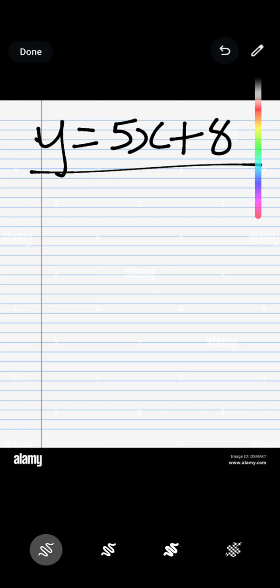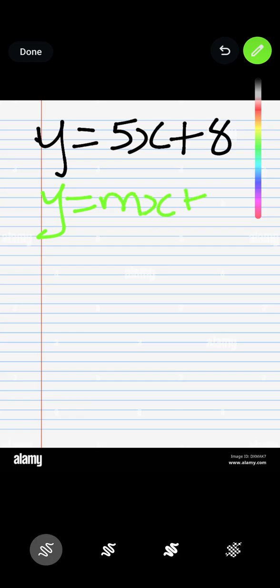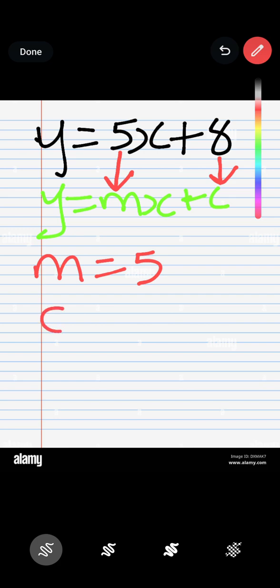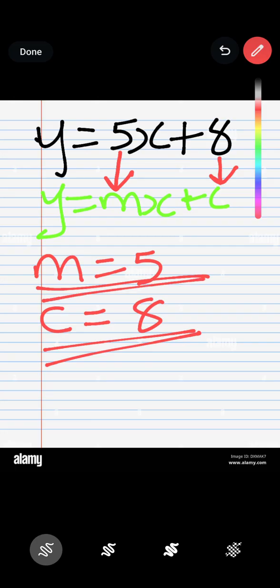Okay, now let's go to mathematics. Let me start with something simple. So they have given you the equation of the line. If they ask you to find the gradient of this line, what are you going to do? You compare this with the equation of a straight line. This is the equation of the straight line. So if you compare, you can see that 5 is the m, therefore gradient is 5, and 8 is the c. Therefore y-intercept c is equal to 8. So it means you have identified your gradient and your y-intercept.